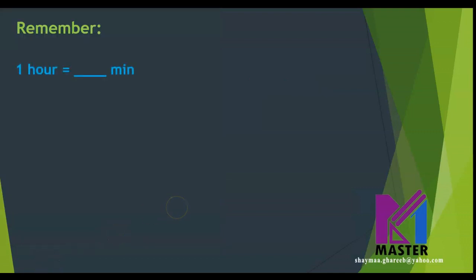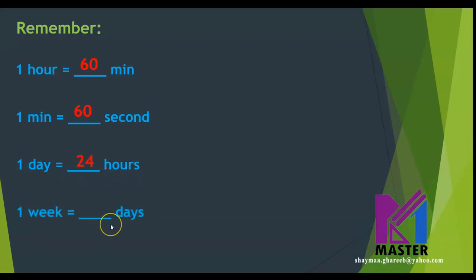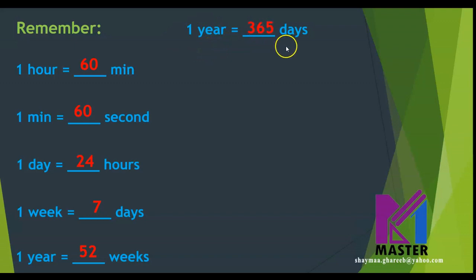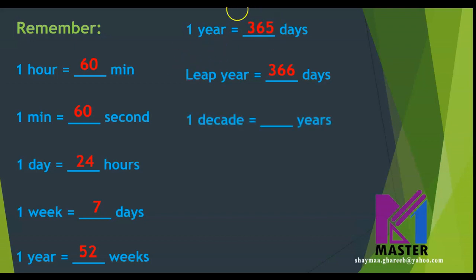Now, let's remember how many minutes in 1 hour. There are 60 minutes in 1 hour, and there are 60 seconds in 1 minute, and there are 24 hours in 1 day, and there are 7 days in the week. And there are 52 weeks in 1 year. And the 1 year has 365 days. And the leap year has 366 days. We set the leap year when February is 29. And another information about the leap year is that it is always a multiple of 4.